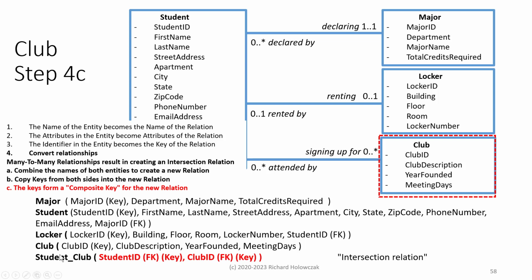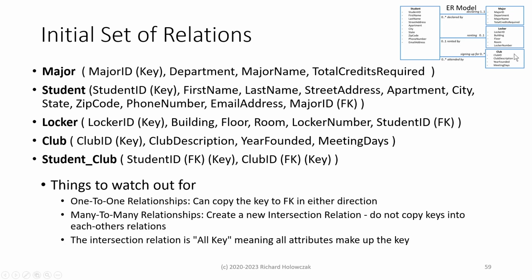We could also say that student club relation is all key. All of the attributes that are in there form the key. Student ID and club ID together form the key. So now we see a situation where 4 entities have turned into 5 relations. So what's the story here? As long as we're dealing with one-to-many or one-to-one relationships, every entity will be represented by a relation. When we have a many-to-many, like we did between club and student, we're going to create this new intersection relation.